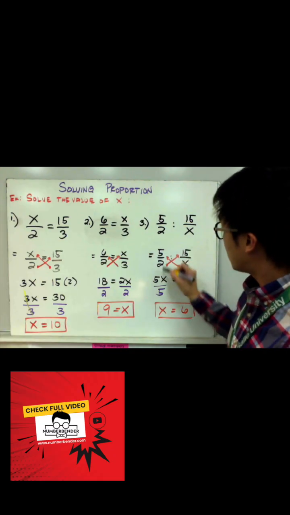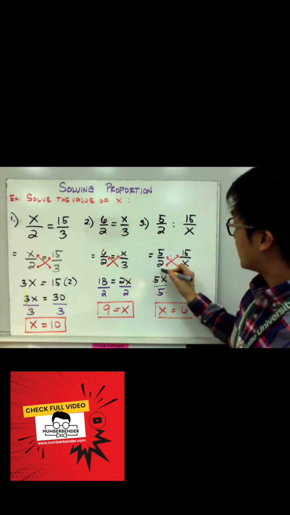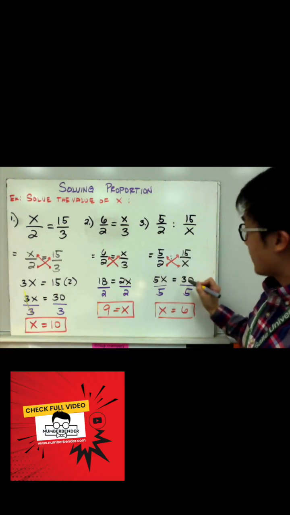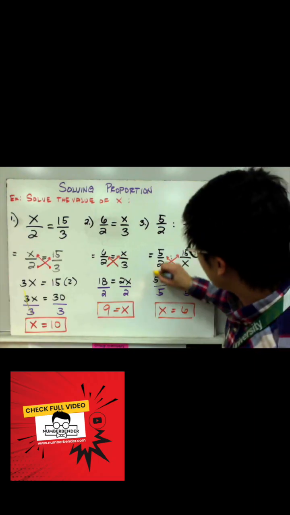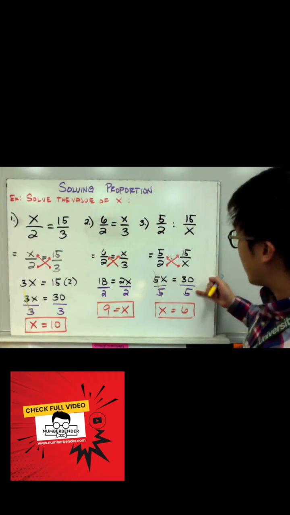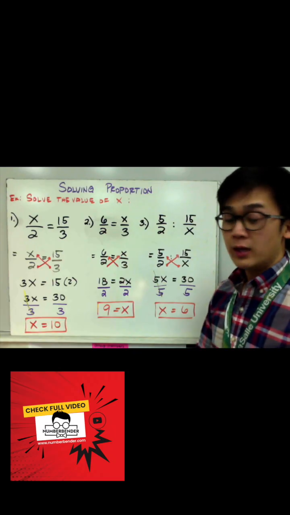By cross multiplication, I have x times 5, which is 5x, and 2 times 15, which is 30. Now to have x by itself, divide both sides by 5. So this cancels out. So you have 30 divided by 5, which gives you 6. So x is equal to 6.